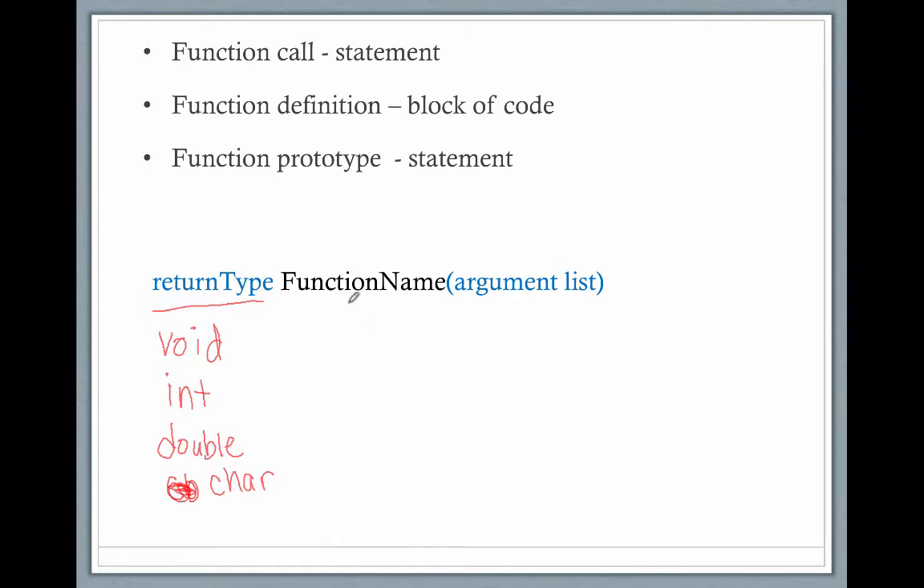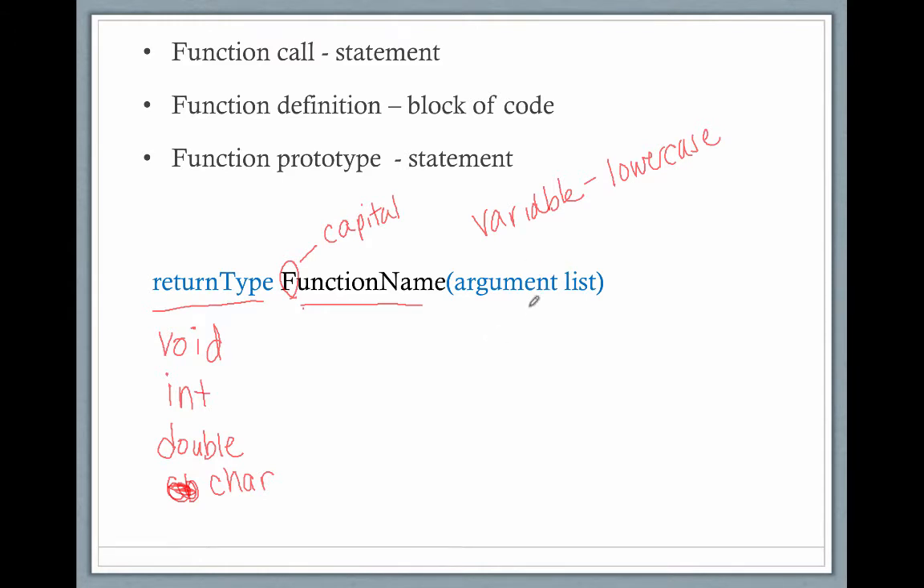As you're doing user-defined functions, users are going to make up whatever name they want for the function. For this class, our function names are going to start with a capital letter, and our variable names are going to start with a lowercase letter. So variable names should start with a lowercase letter, and function names should start with a capital letter. That is not required for the language C. That's just the convention we'll be using in this class.